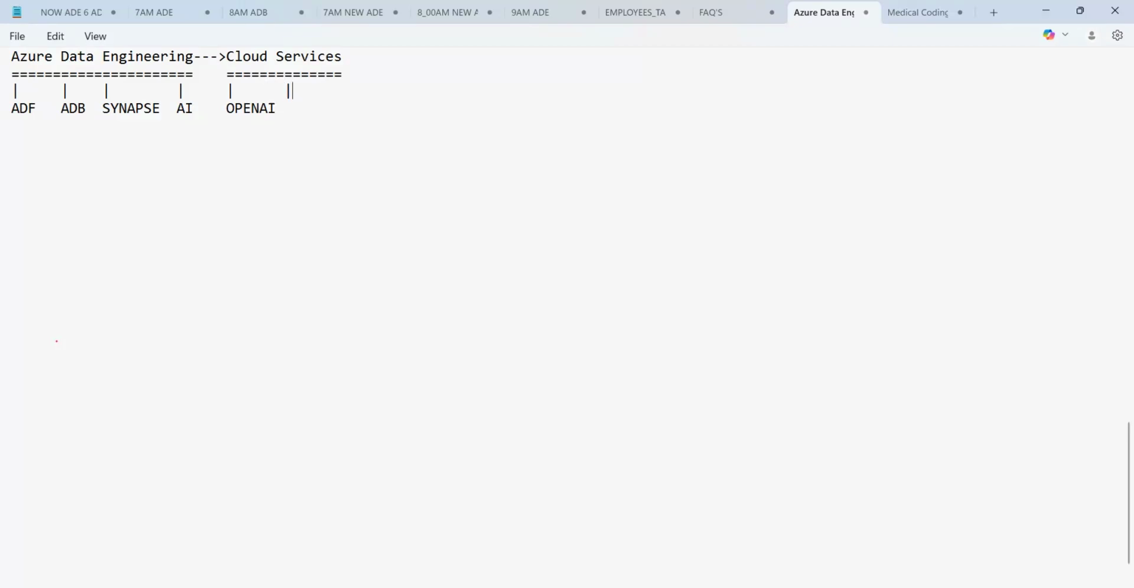And then we have one more important one, as we have many. These are some of the important ones. So we can say ADF, ADB, Synapse, OpenAI, and Fabric. These are some of the services we provide here, and apart from this, many more services are there, but I'm listing some of them. So Azure Data Engineering is a bunch of cloud services.